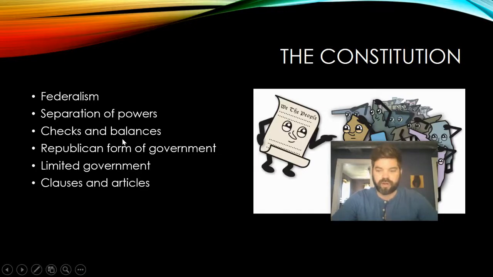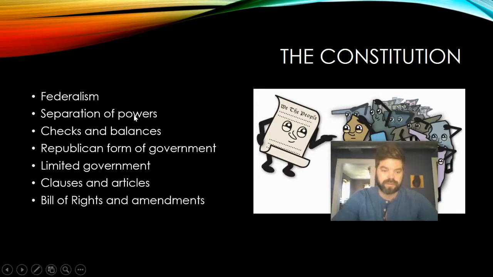You've got to remember the clauses and articles, the setup of the Constitution, all the different clauses, like the necessary and proper clause and the supremacy clause. All of that is a part of the Constitution. Then there's the Bill of Rights and Amendments. The first 10 amendments are the Bill of Rights, and then the 17 amendments after that, 27 in total.